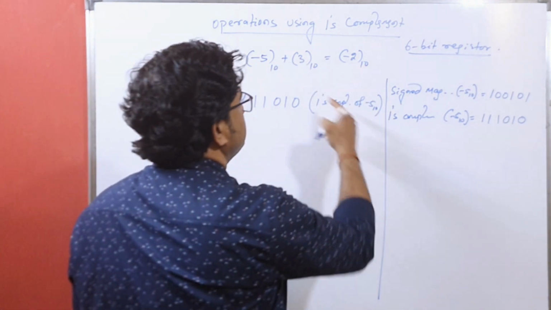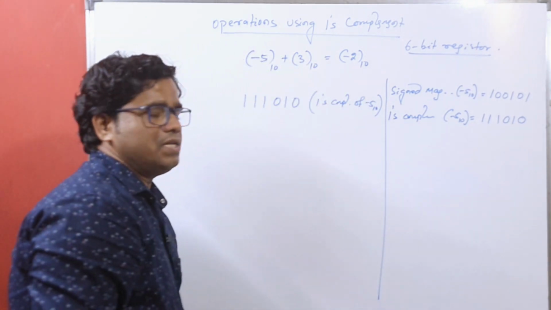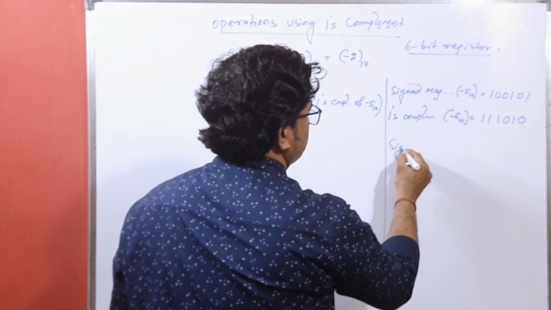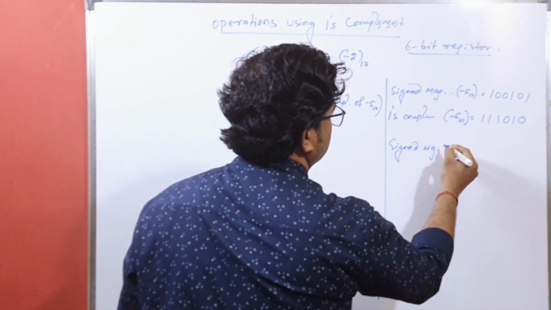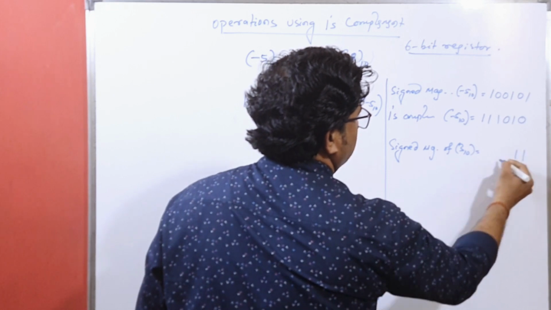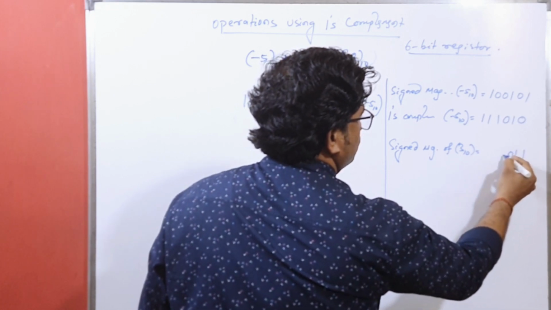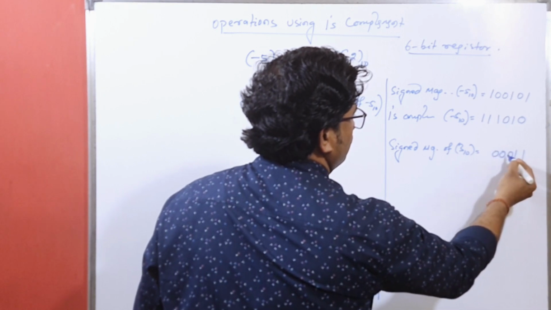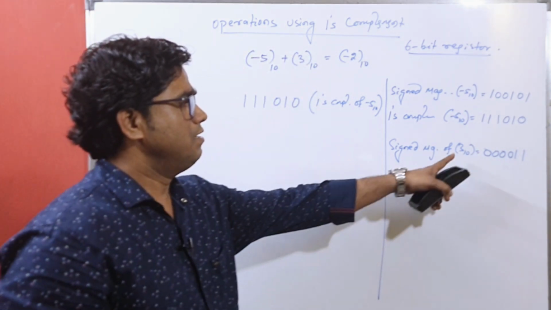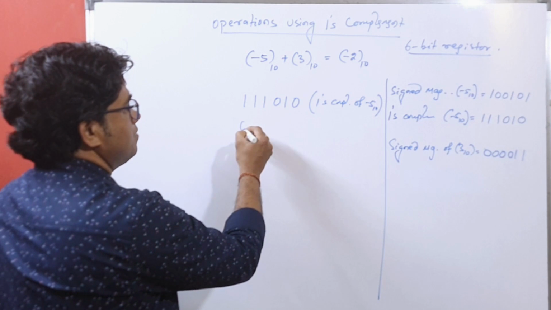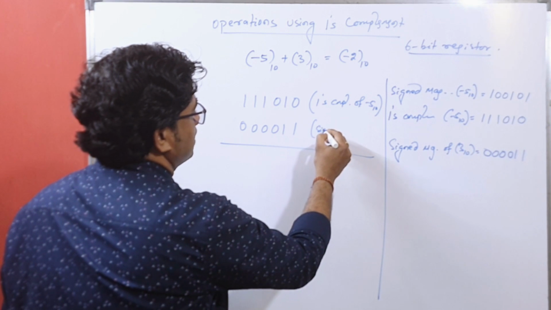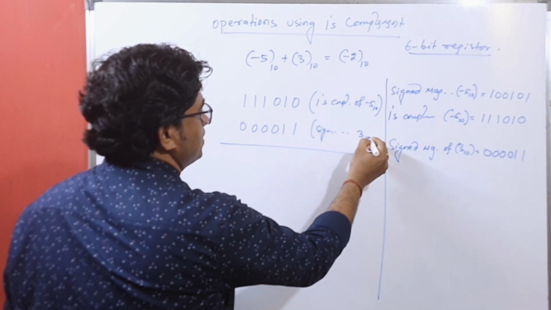And the next number is 3. As it is a positive number, there is no need of converting into the 1's complement. Simply you find out the sign magnitude representation. Sign magnitude representation of 3 base 10 is what? Your 3 is 1 1, then 0 0 0, and the most significant bit is also 0, as the number is positive. So you place here 0 0 0 0 1 1.